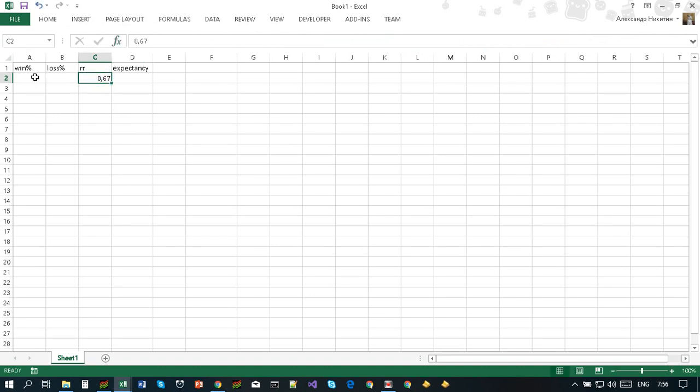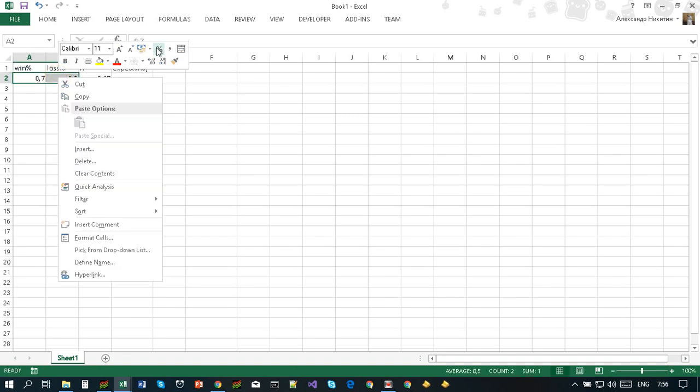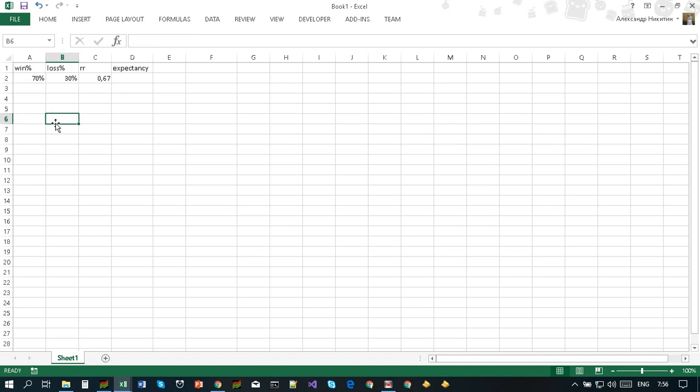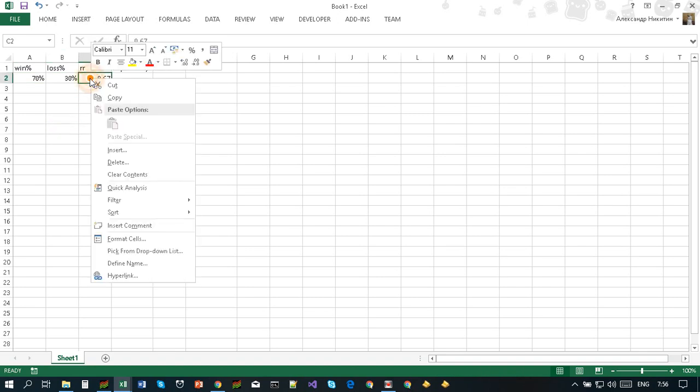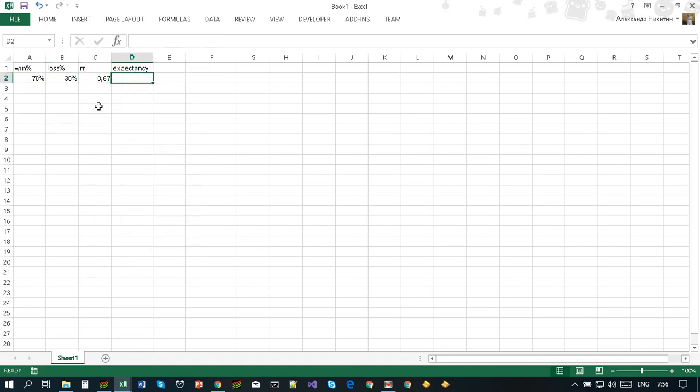This is the risk to reward. Well, let's suppose we win somewhere 70% of the time, yes? So our probability of win is 0.7, and our loss equals 1 minus this. Very simple, yes? 0.3. Now let's make it a percentage. And the expectancy should be this.